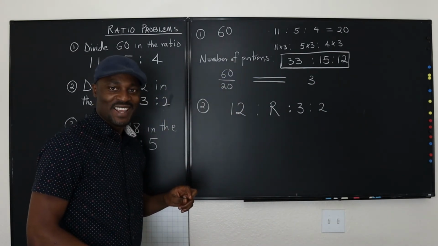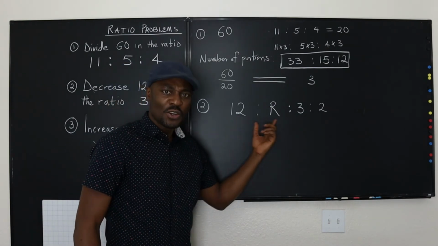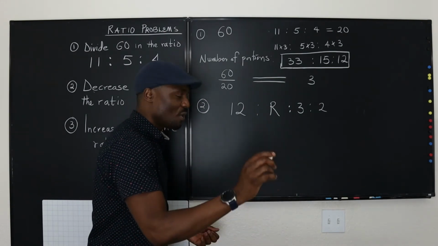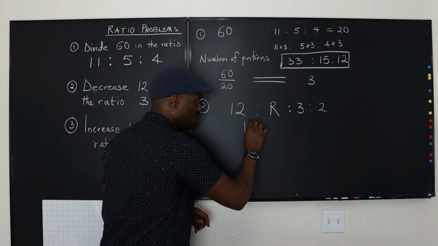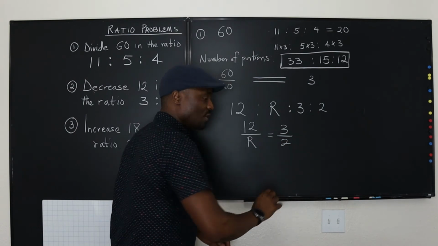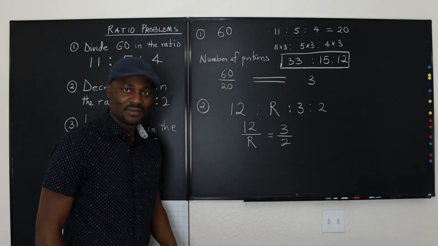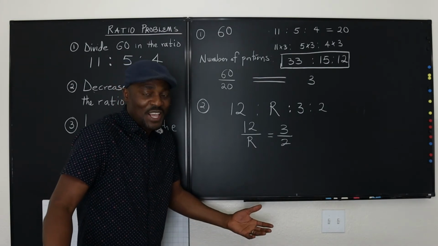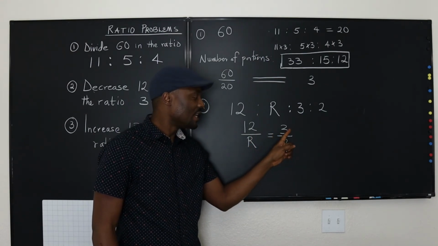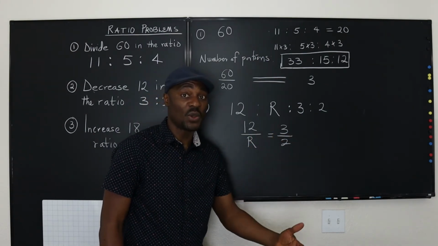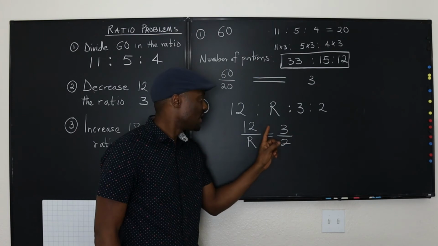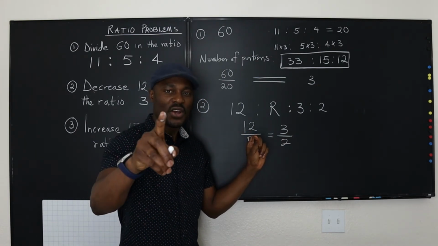Do you see that? Ratio is actually a fraction. We just write it this way because it looks fancy. What we're actually writing is 12 over R equals 3 over 2. Now you get the point. So look at this. Let's say I'm coming from the right to the left. Remember, we're not adding, we're multiplying or dividing. That's what happens in fractions. What would I multiply 3 by to get 12? You got it. It's 4.